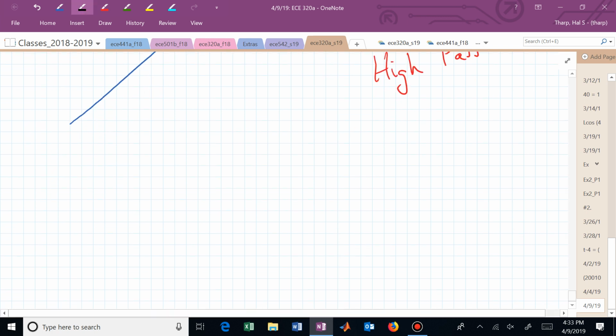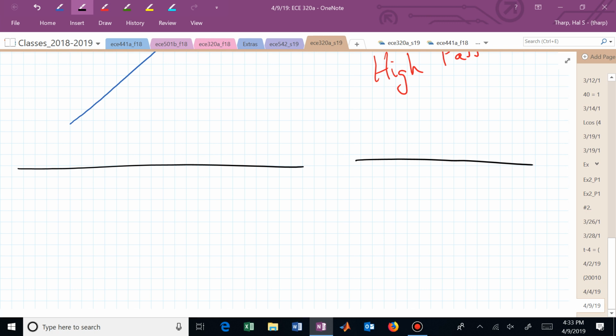What if I said, show me a band pass? What would you draw on a piece of paper if I said, draw me a band pass magnitude response of a filter? Band pass means you're passing a particular band of frequencies.